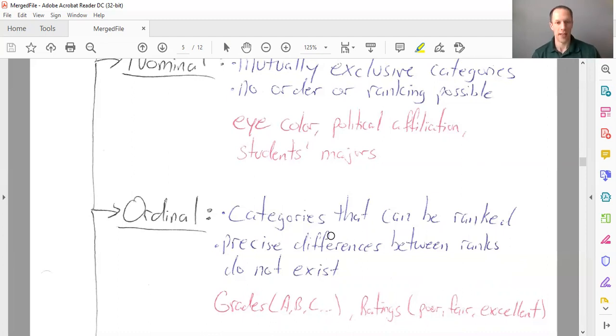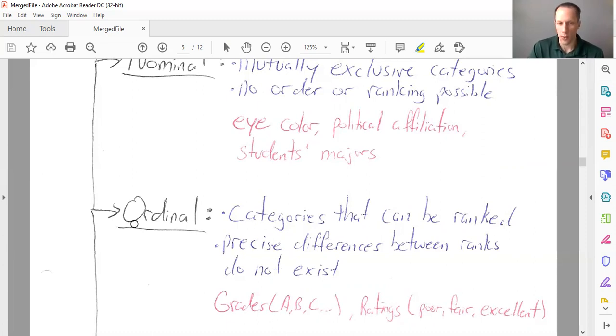Or if you've ever completed one of those surveys that say, rate your experience at this restaurant, or rate your experience with this service. Was it poor? Was it fair? Was it excellent? Okay, those are categories, and there's a way that you could rank them. Okay, it's better to get an excellent rating than it is to get a fair rating. Okay, it's better to get fair than it is to get poor. So you can rank those. That's what makes it ordinal data.